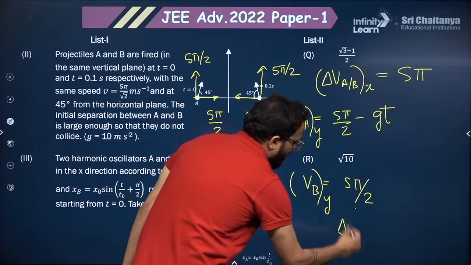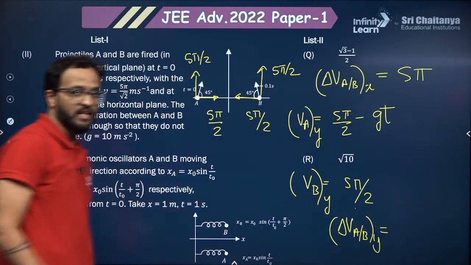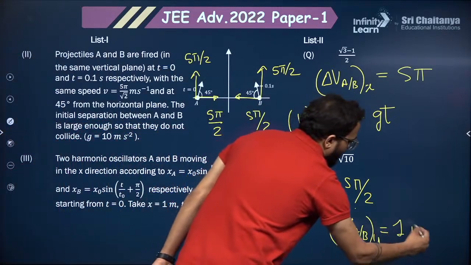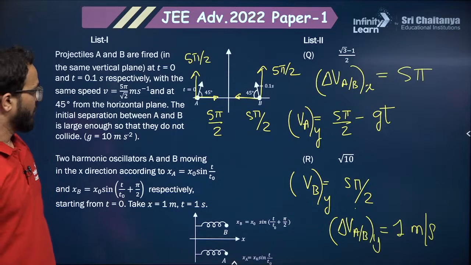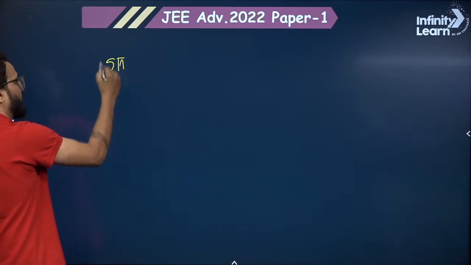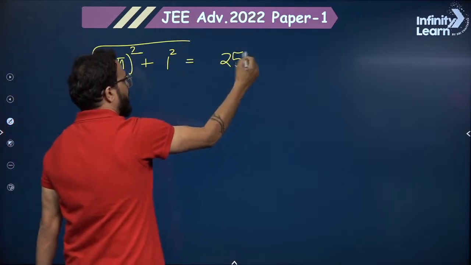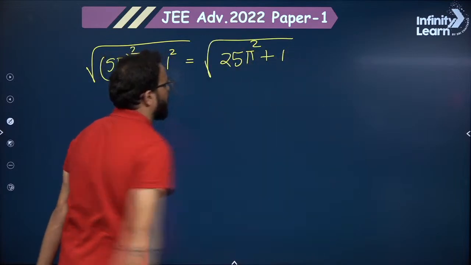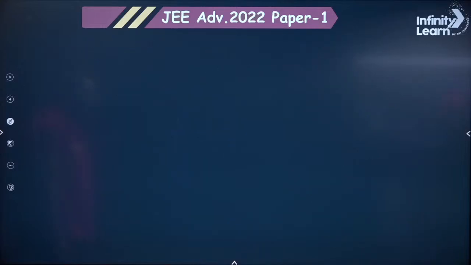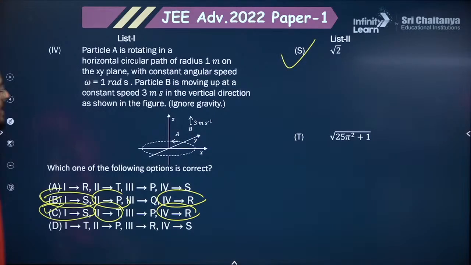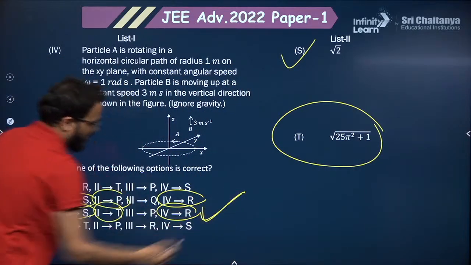So if I say delta V of A with respect to B along the y axis, it will be gt. t is 0.1, g is 10. So it will be 1 meter per second. So obviously what will be the resultant? Square root of 5 pi whole square plus 1 whole square, which is the square root of 25 pi square plus 1. This is how you will get the answer. Clear? So which option is this? Option T is matching. So B will have T, that means option C is correct. So for this, C is correct.